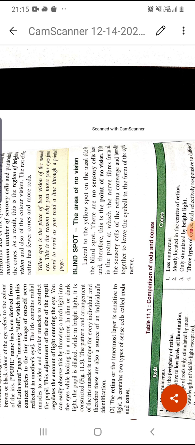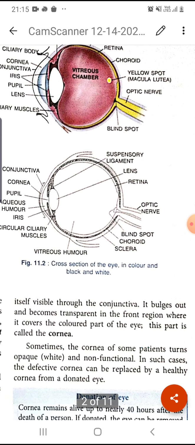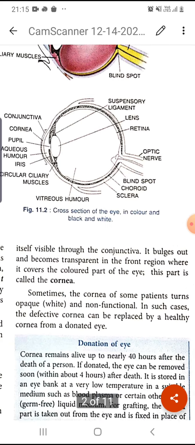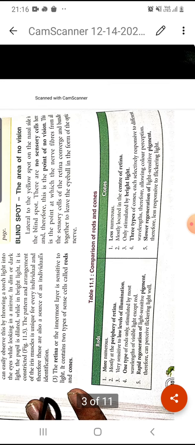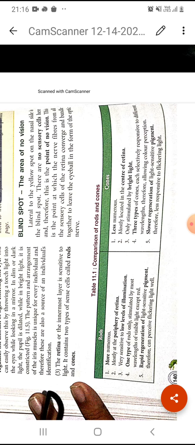And the blind spot means the area of no vision. That means no sensory cells are present in that region. Lateral to the yellow spot there is a small spot, the blind spot. See, in the second diagram, the black portion in front of the optic nerve is the blind spot. In that region no sensory cells are present. That is the point of no vision, no rhodopsin, no iodopsin, no rod cells and no cone cells. So you have to learn this difference between rod and cone cells.